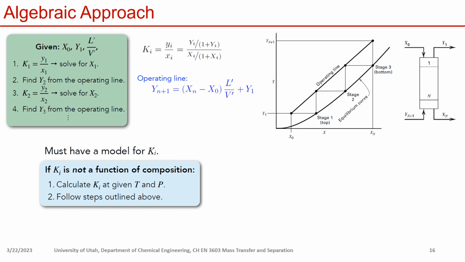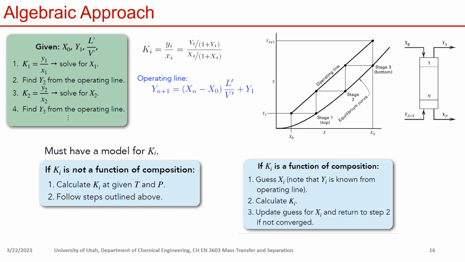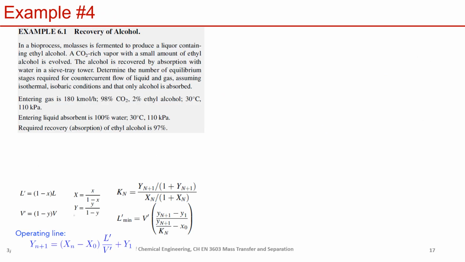And in this case, you need to have a model for your K value, right? And if K value is not a function of composition, that's the case in which once we know temperature and pressure, you can find out K values, right? You can just do this process. But if K value is a function of composition, then basically what we're going to do is similar to what we discussed in our last lecture. Then you have to do some iteration to find out K first, right? Once you find out a K value, then you can do this. Okay. So let's look at one example.